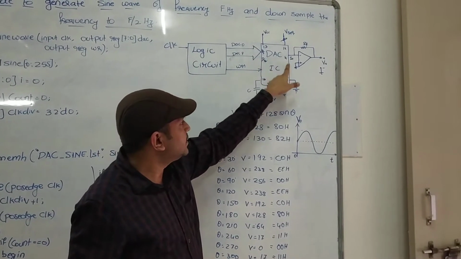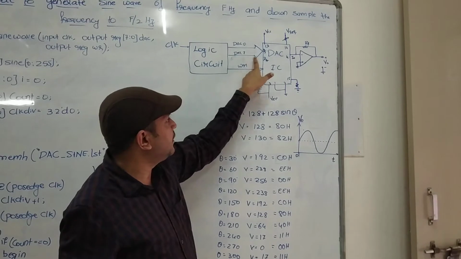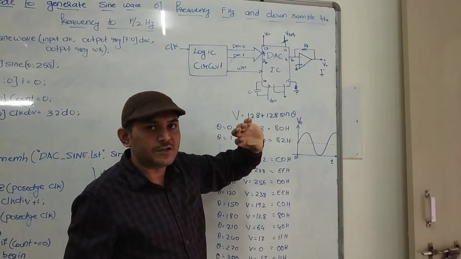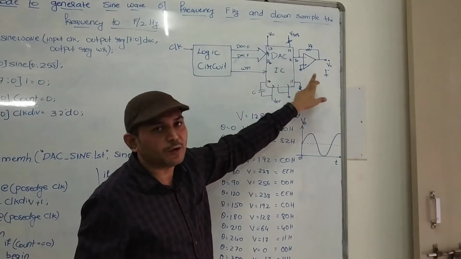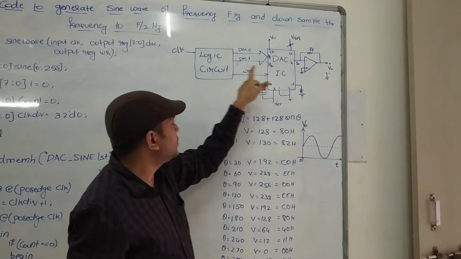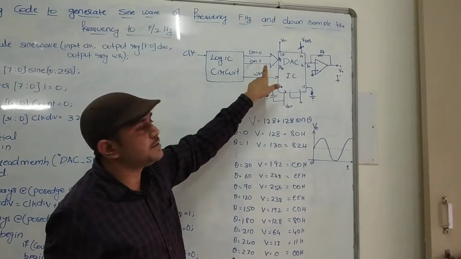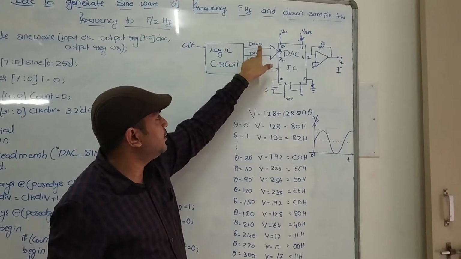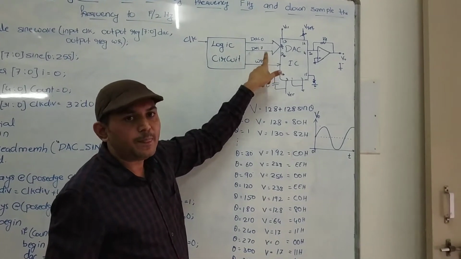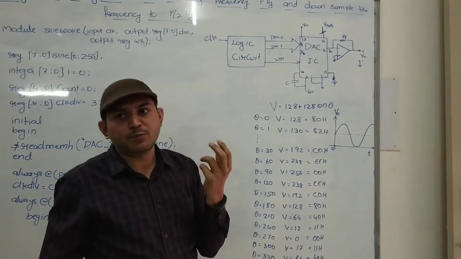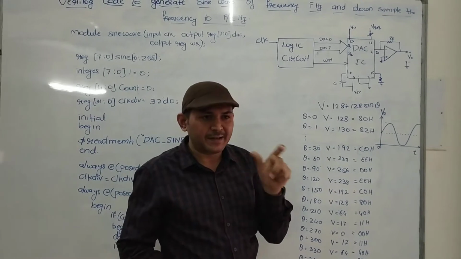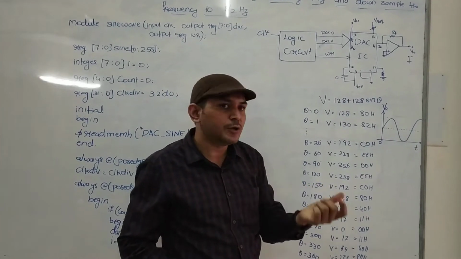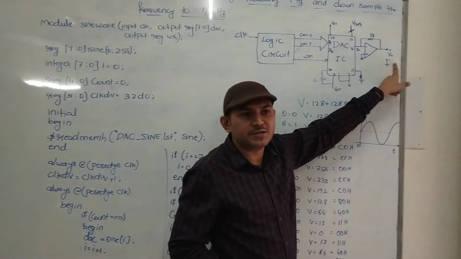So this IC converts digital data into analog. It is an already available IC which converts this digital data into analog. So your logic circuit has to provide this digital data. This is 8-bit digital data, as you can see, DAC 0 to DAC 7. When this digital data is provided to the DAC IC in a pattern, according to whatever pattern in which we provide the digital data, the waveform gets generated.